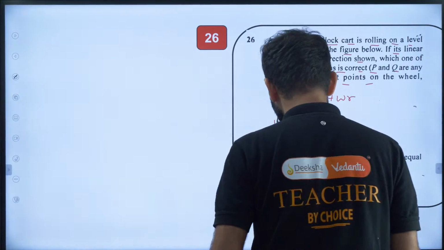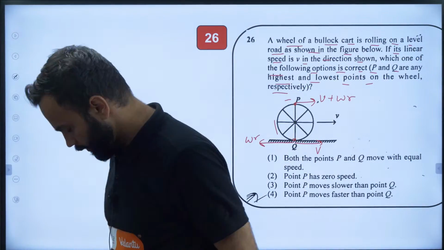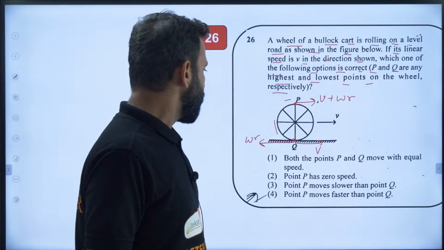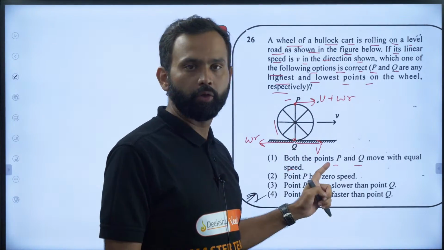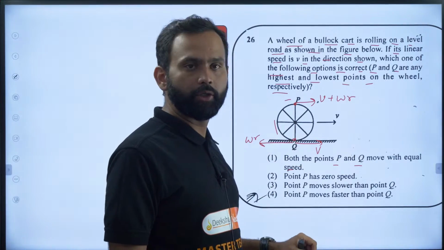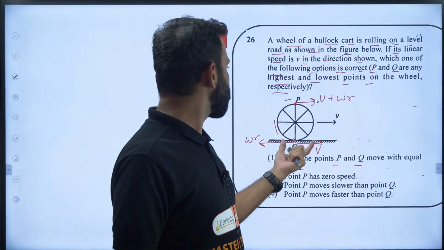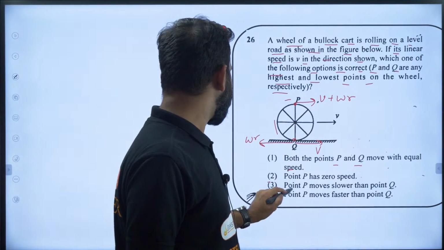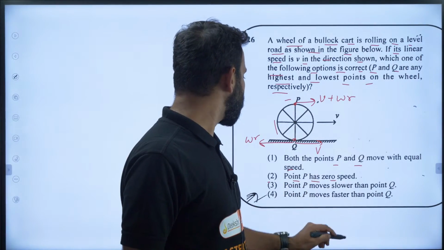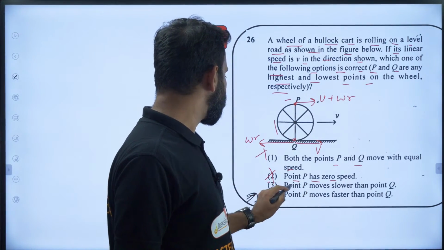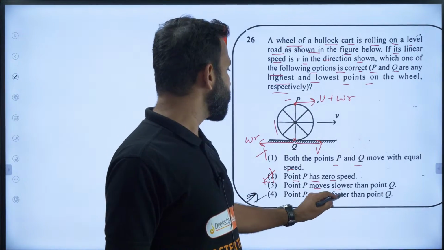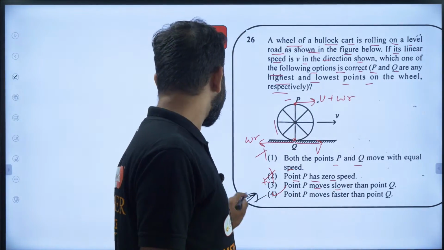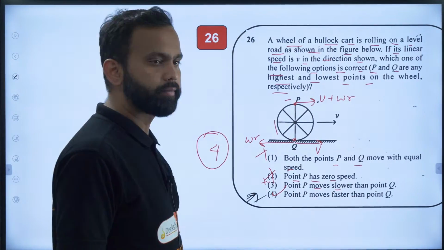Let's check each option. Option 1: both the points P and Q move with equal speed. Wrong, Q has 0 speed, P has non-zero speed. Option 2: point P has 0 speed, wrong. Option 3: point P moves slower than point Q, wrong. Option 4: point P moves faster than point Q, correct. So the correct option is 4.